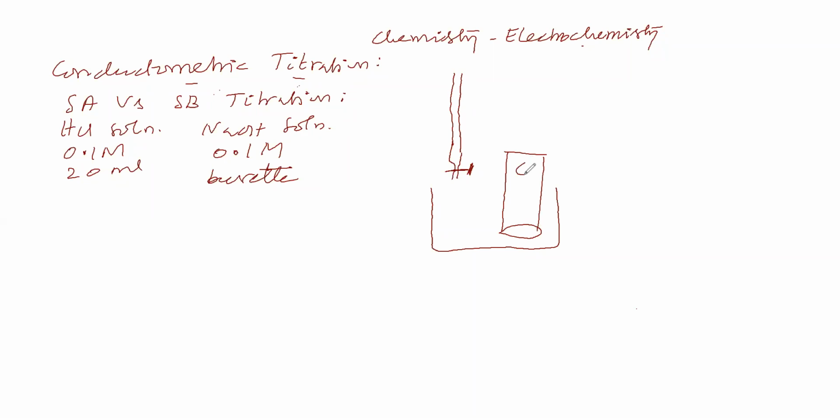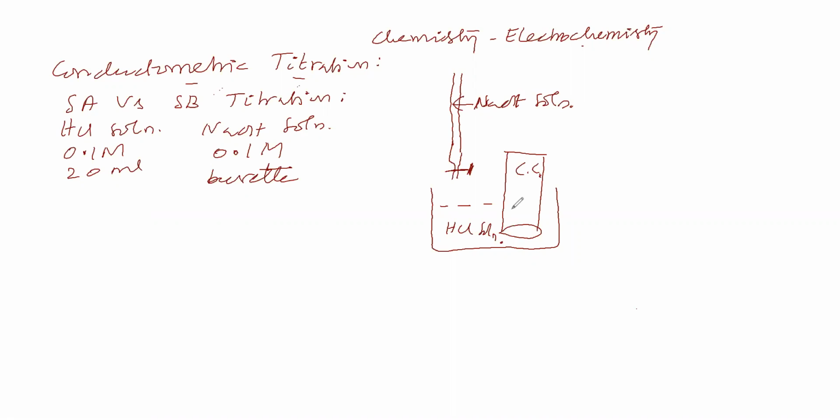Conductivity cell is placed, and HCl solution is taken in this vessel. So in the burette we have taken sodium hydroxide solution, in this vessel we have taken HCl solution, and here the conductivity cell is there.